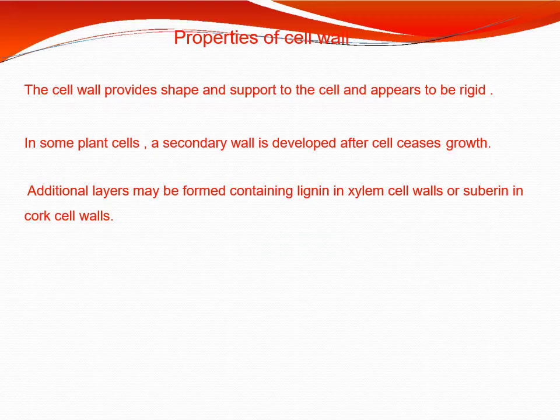So girls, this is the last slide of the lecture, and in it we will conclude the properties of the cell wall. The cell wall provides shape and support to the cell, and it appears to be rigid. In some plant cells, a secondary wall is developed after the cell ceases to grow. Additional layers may be formed containing lignin in xylem cell walls or suberin in cork cell walls. So, concludingly, we can say that the cell wall is a very important structure in plant cells, fungal cells and bacterial cells. It possesses different properties and has some structural specialities. It is absent in animals, and it grows and performs very important functions in plant cells.